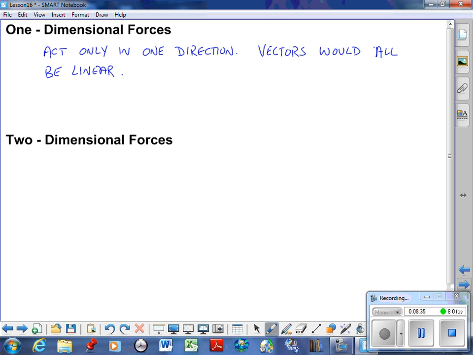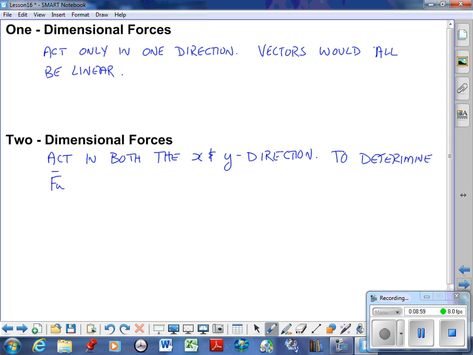Two-dimensional forces don't follow that. They act in both the x and y direction, which means that to determine unbalanced forces, or Fu, we need to use our knowledge of vectors.